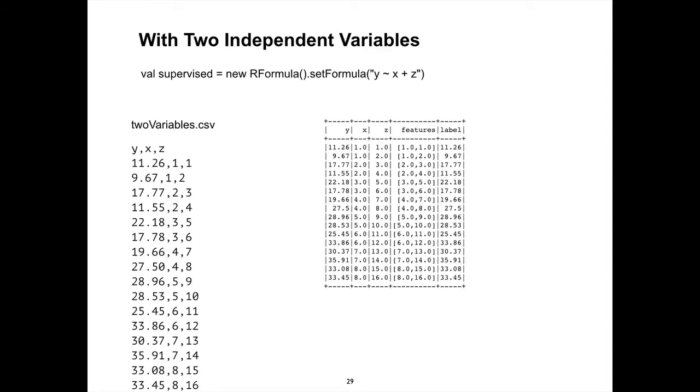Now we can do two independent variables, right? It's just the formula is going to be y twiddle x plus z. And then we fit the formula and we transform the data, and then that's the output. Questions so far?